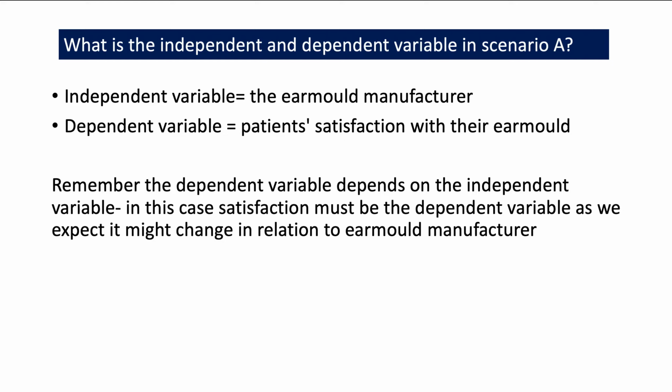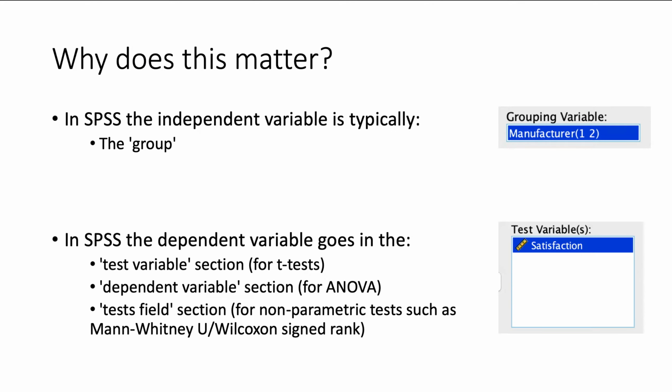Sometimes it's helpful to remember the dependent variable depends or relies on the independent variable. In this case, satisfaction must be the dependent variable, as we expect it might change in relation to ear mould manufacturer. So why does this matter?